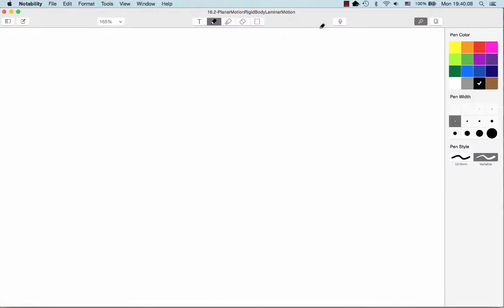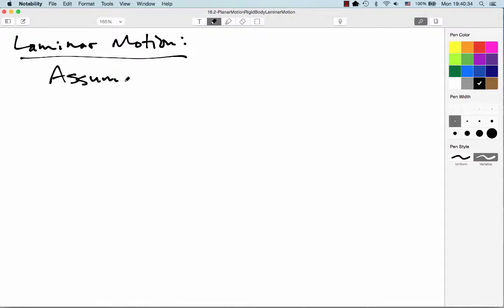Okay, so now we're going to go ahead and start looking at some examples of laminar motion, which is just a fancy way of saying that our motion is confined to a plane. So I'm going to assume here that we met one of the three conditions in the previous video. So we'll assume one of 1 through 3 is met.